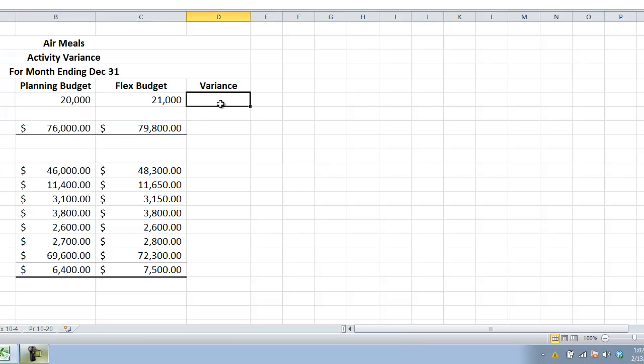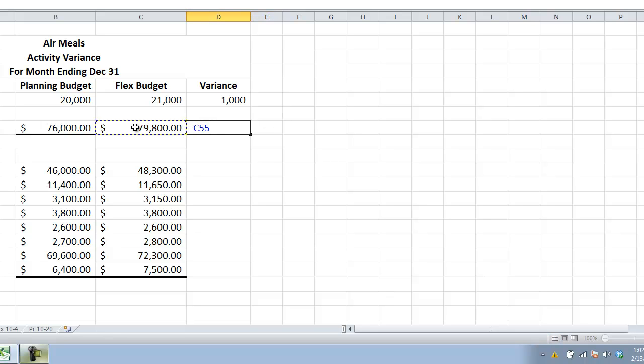Okay, variance. We're going to take planning minus flex here. So, actually, I'm sorry, flex minus planning. And this is a favorable variance of 1,000 units, right? So that's our activity variance.